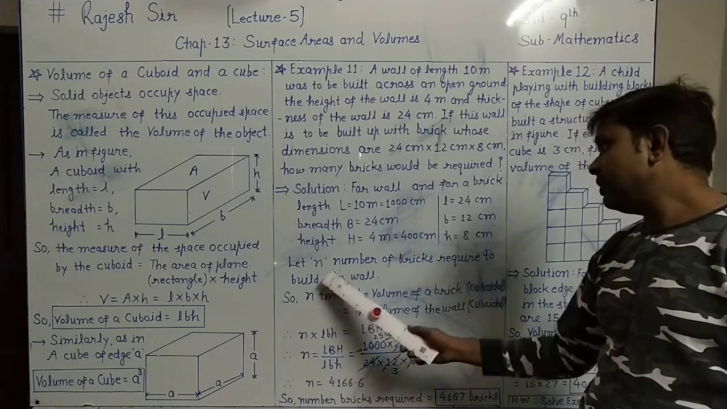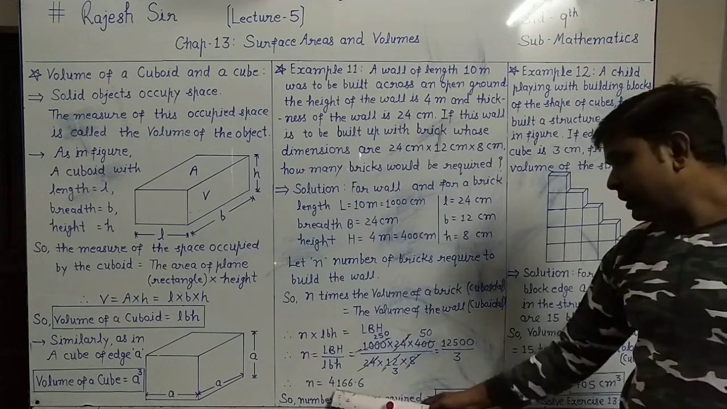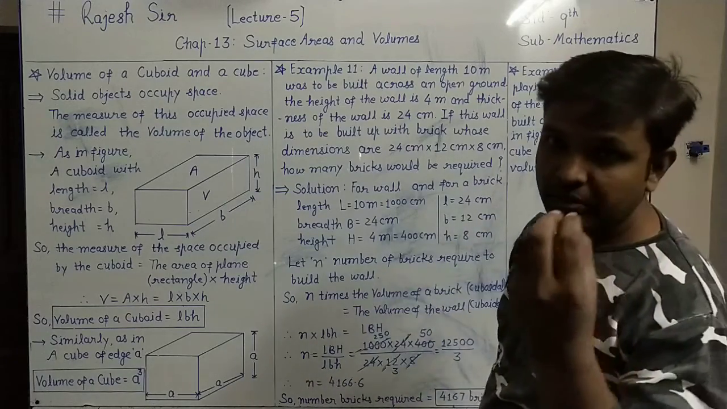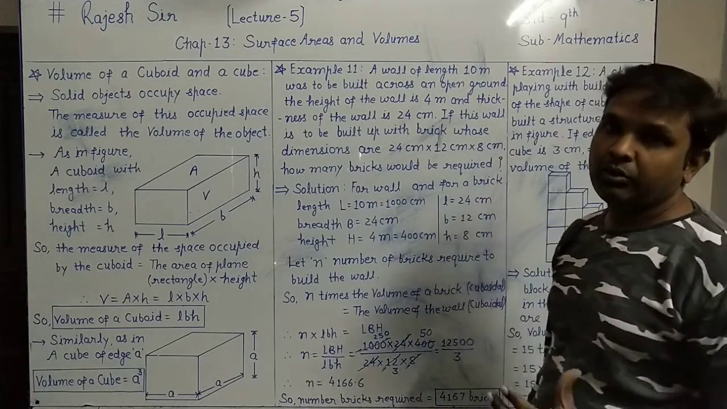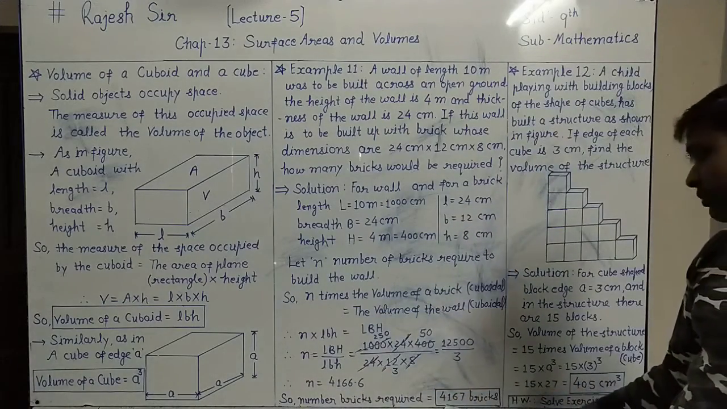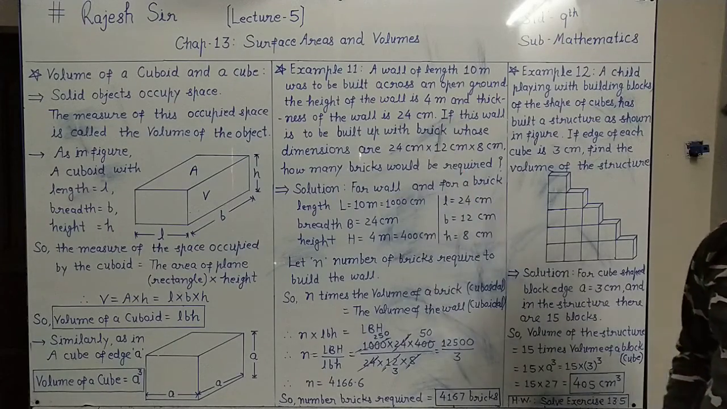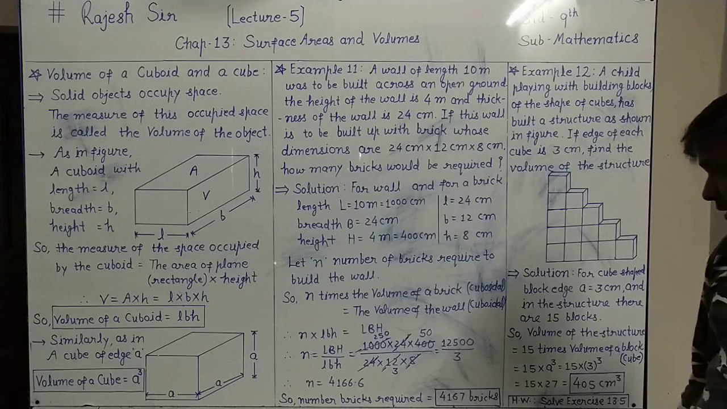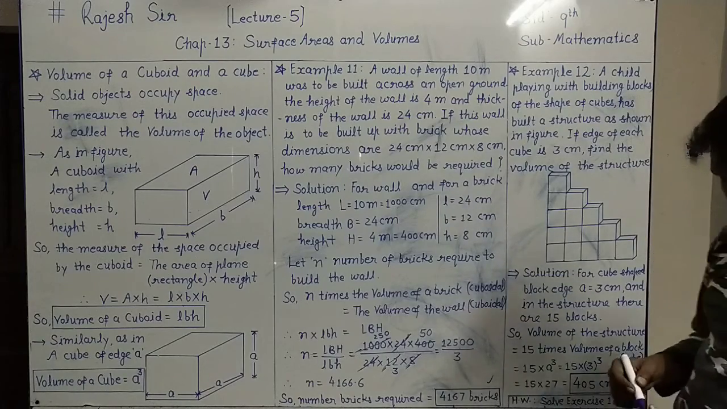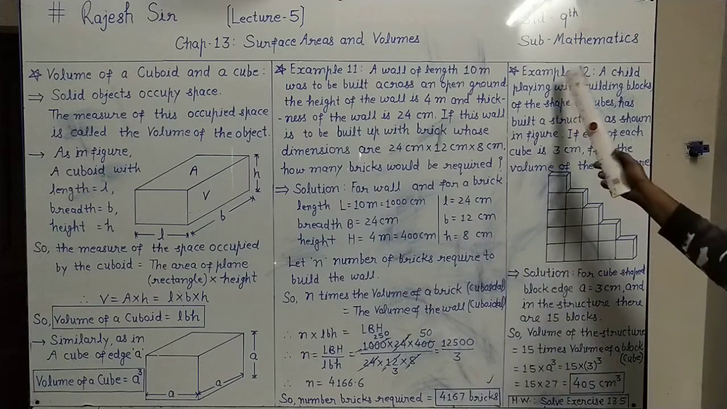So this n is actually the number of bricks required. The number of bricks required is 4166 full bricks, and 0.6 means 60% of one brick is required. So actually one more brick is required. So 4166 plus 1 will be 4167 total bricks required to build this wall. So this way, how many bricks are required? 4,167 bricks. This was example 11 we have seen. Understood? Now next, example 12.